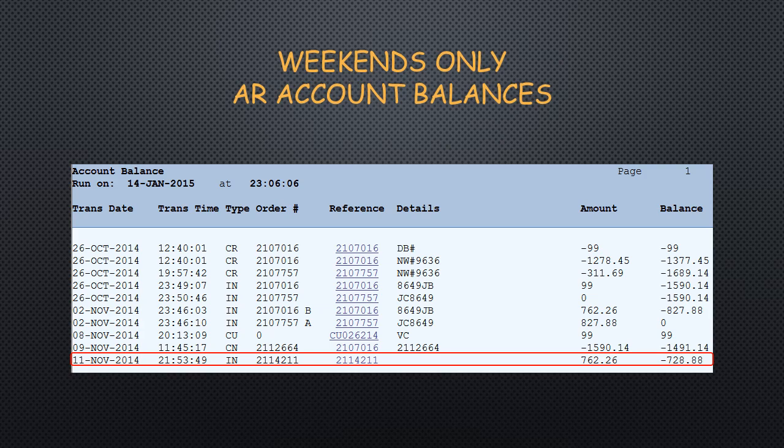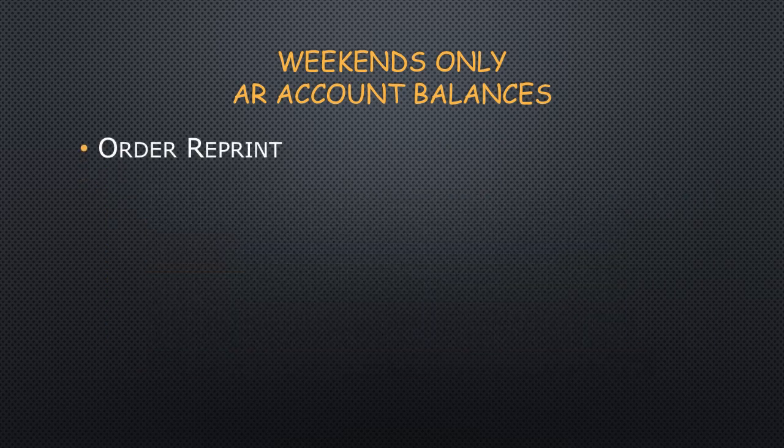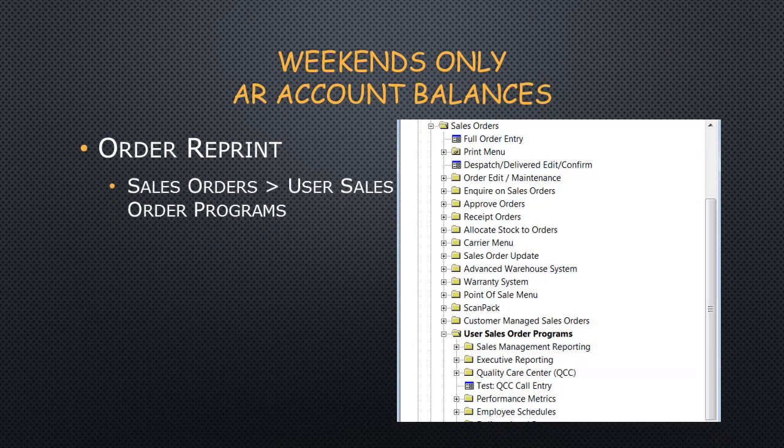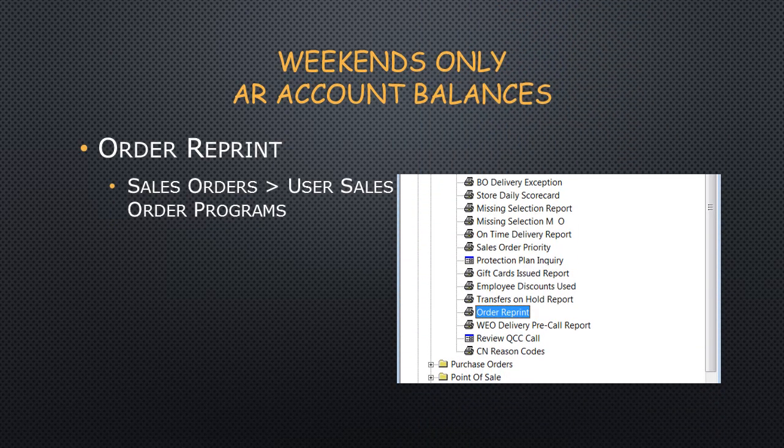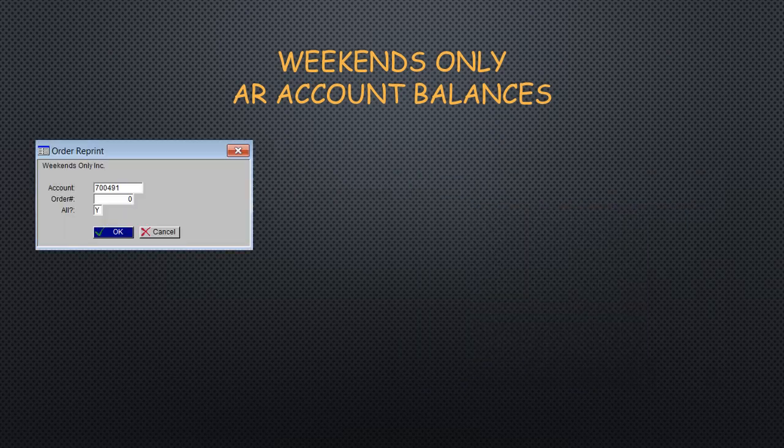One way to review multiple orders to better understand why each one was written is to use the Order Reprint report. Order Reprint is located in the Sales Order User Sales Order Programs menu. It may be down towards the bottom, so keep scrolling until you find it. To run the Order Reprint report to view all orders for this account, input the account number, skip the order number, and select Y for all. This will combine all stock and note lines for each order into a single suffix for easy review.